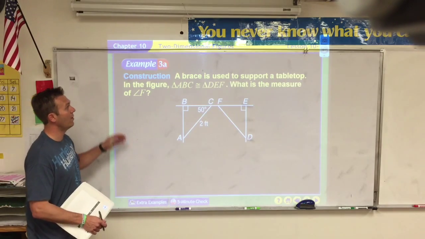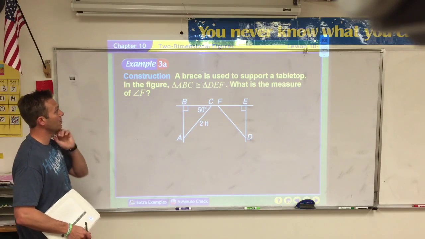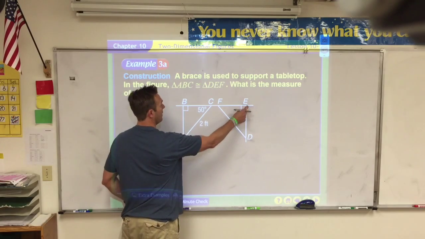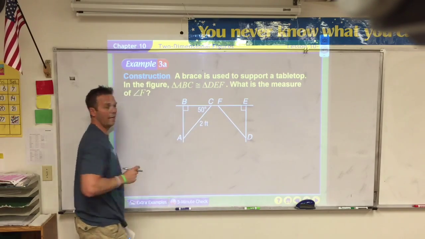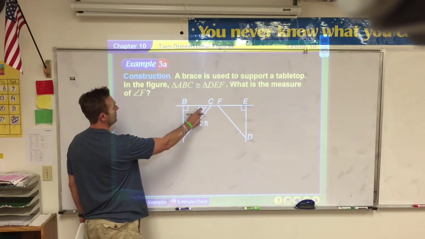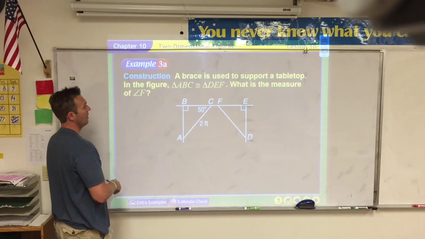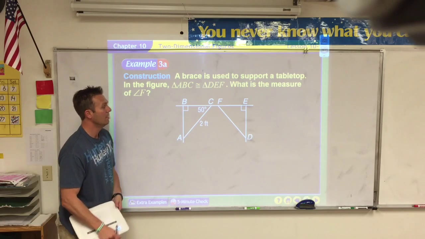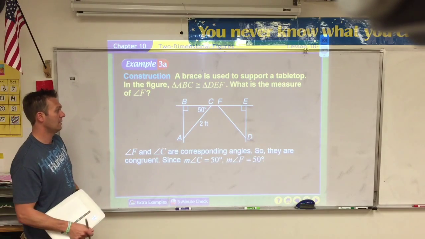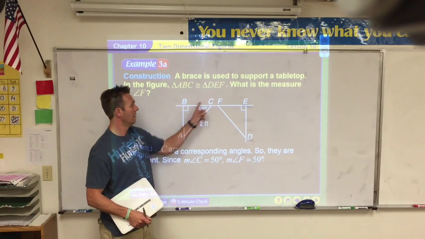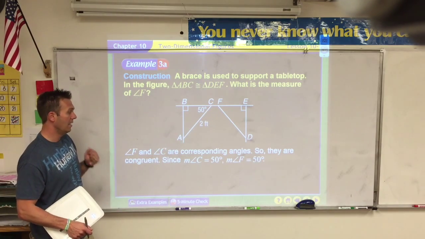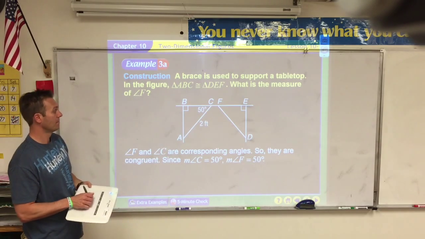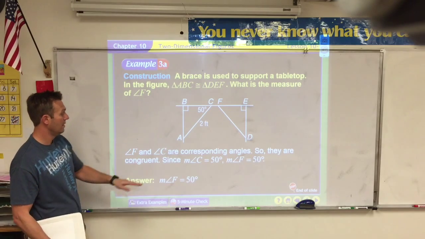Here's example 3. So now a brace, example 3A. A brace is used to support a tabletop in the figure. Okay, we have triangle ABC and DEF. These right here obviously are corresponding angles, right? We have a 50 degrees here and we have 2 feet here. And they're asking for angle F. What is the measure of angle F? Okay, so what we have to do is understand that F and C, these two are corresponding angles, okay? And since they're congruent, if this is 50 degrees, that is 50 degrees as well. Okay, so the answer is 50 degrees.